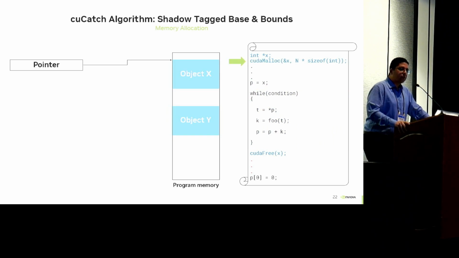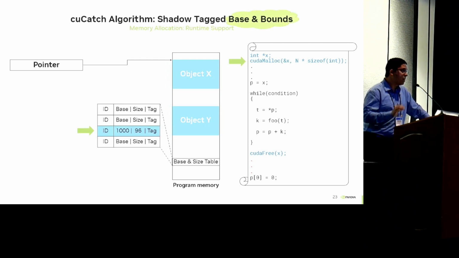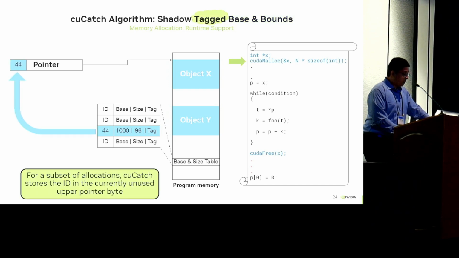When cudaMalloc is invoked, a new object X will be created in memory. In this case, cuCatch is going to intercept the cudaMalloc call and store the object base and size information in a new entry within a device-side data structure, which we call the base and size table, or BST. We then take the index of this entry, let's say it is 44, and store it in the upper pointer byte, which is currently unused. This way, we can easily find the base and size information of the object pointed to by this pointer at any later time.